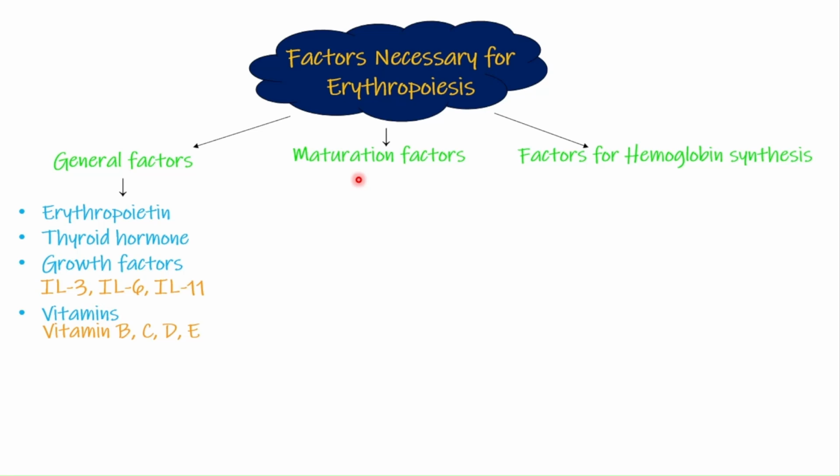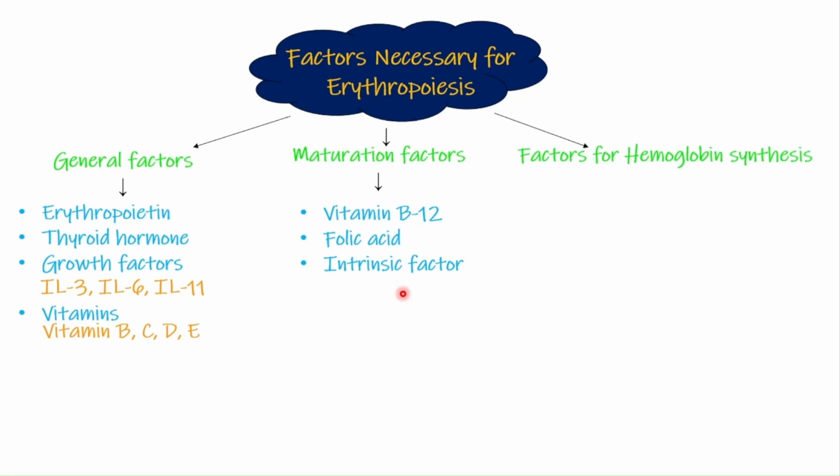Then we have some maturation factors which will help mature the stages of the RBCs. The maturation factors include vitamin B12, folic acid, and intrinsic factor. These are extremely high yield with reference to the clinical application of this topic with reference to the anemias. For instance, vitamin B12 deficiency, folic acid deficiency, or intrinsic factor deficiency will all result in maturation defects which will lead to anemia. Anemia is the decrease in the number of RBCs.